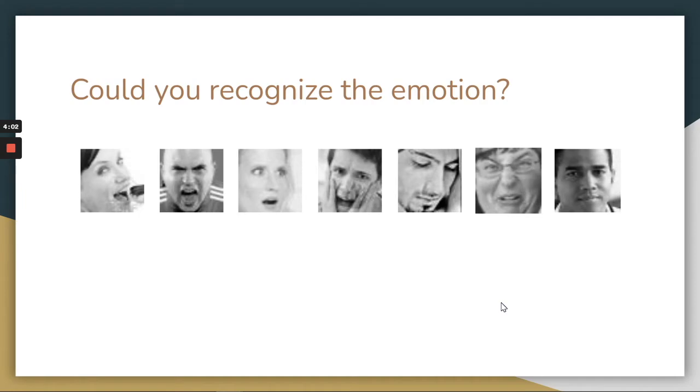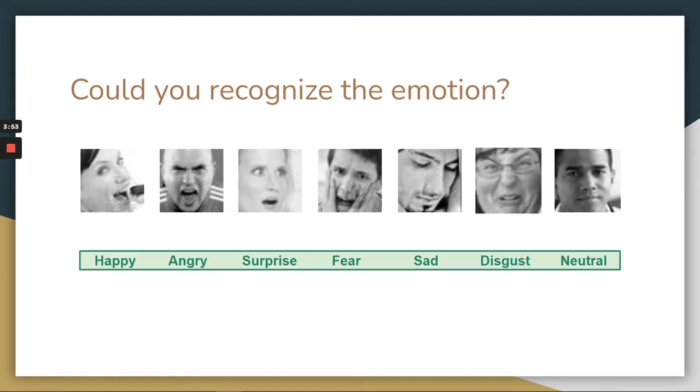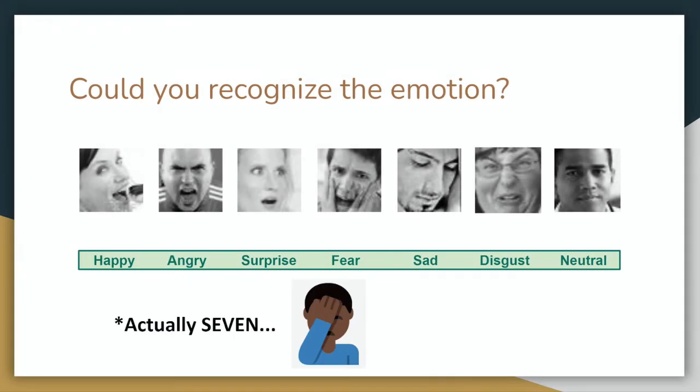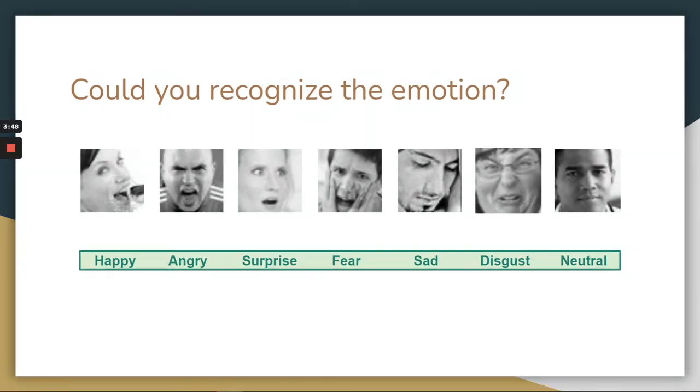Here's an example of some of the faces contained in the FER 2013 dataset. Could you recognize the emotion? We trained our model to try and recognize 7 different expressions: happy, angry, surprise, fear, sad, disgust, and neutral.